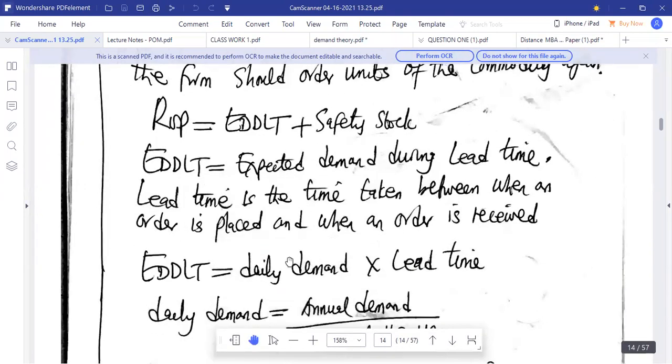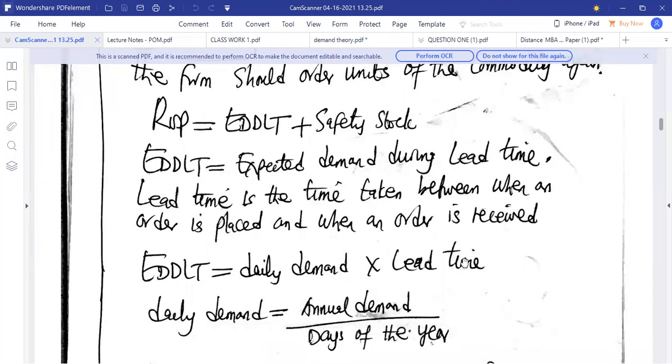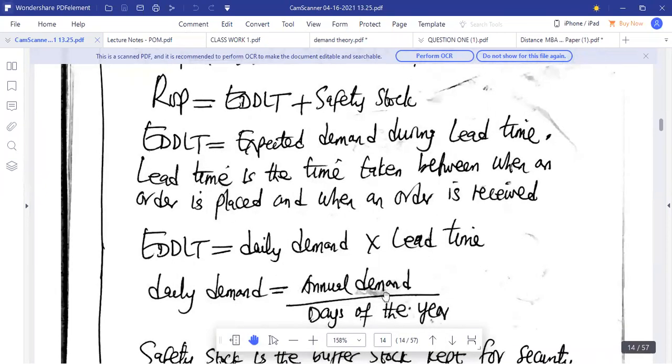Okay, so now expected demand during lead time is equal to daily demand multiplied by lead time. That is how much demand you expect during lead time. So daily demand is annual demand divided by the days of the year.